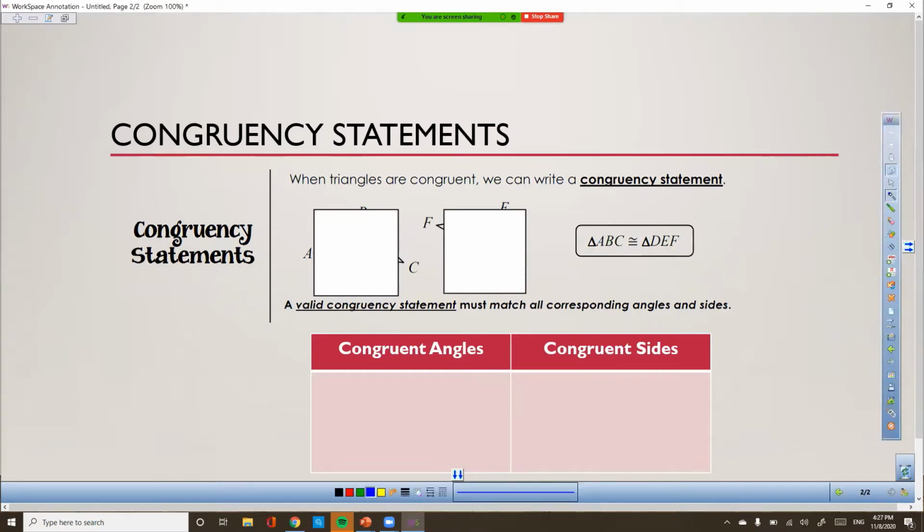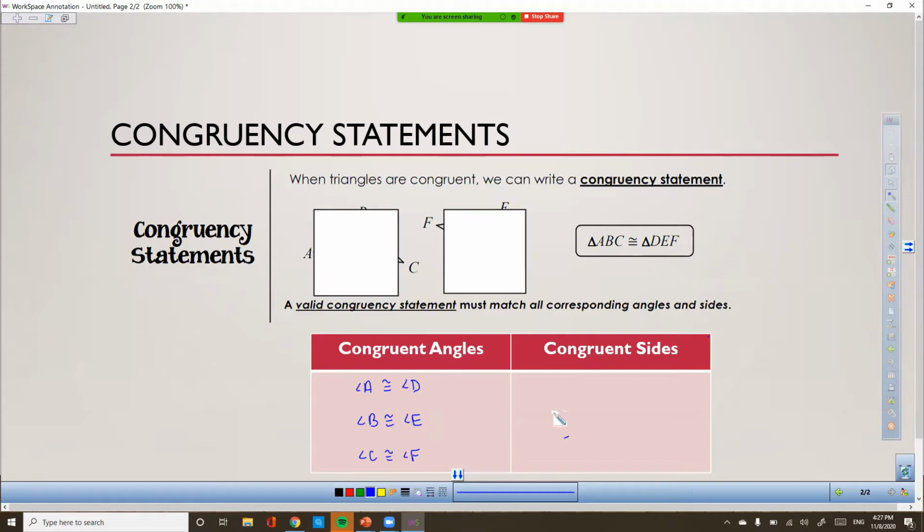As you can see here, the order is very important because for the congruent angles, the first angle, angle A, is congruent to the first letter here as well, angle D. So you can already see that angle A and angle D are going to be congruent in these two triangles. Next, angle B is going to be congruent to angle E. And lastly, angle C is going to be congruent to angle F from the other triangle.